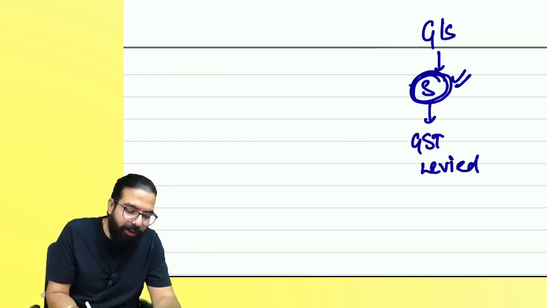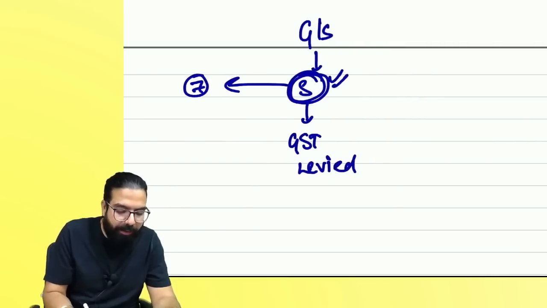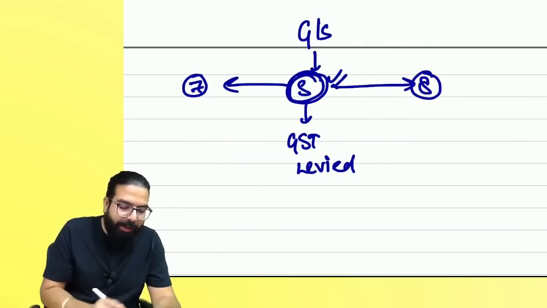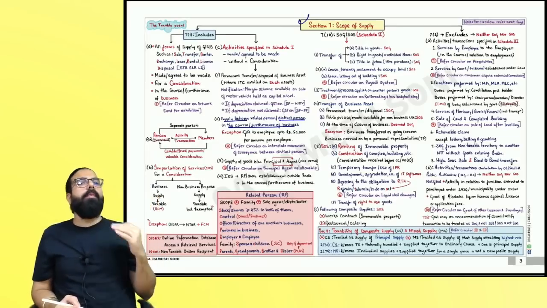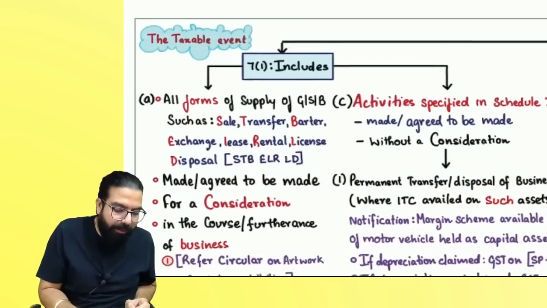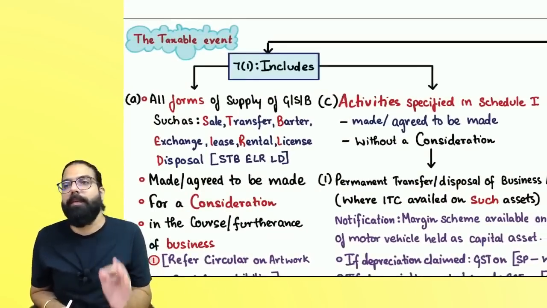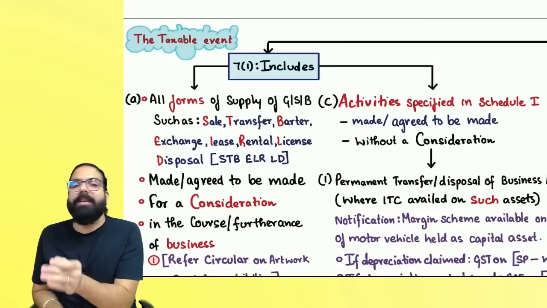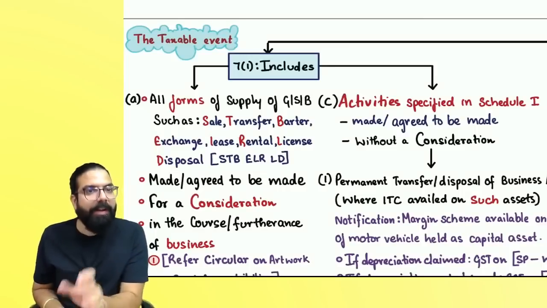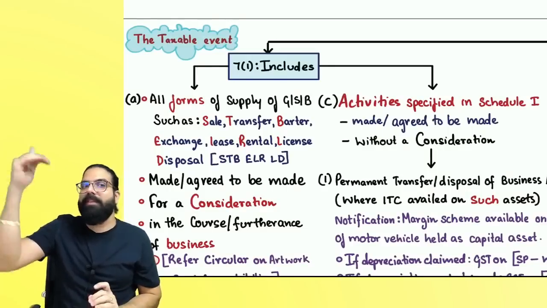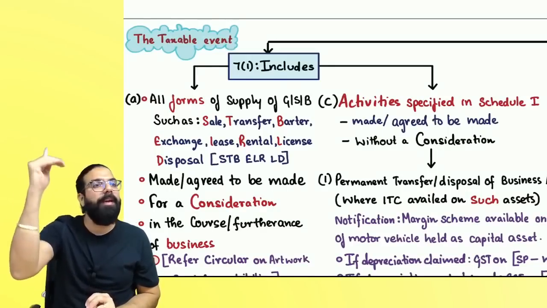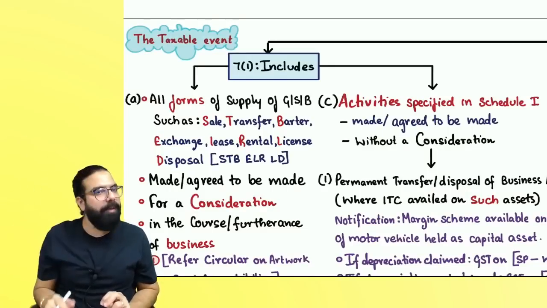The supply chapter has section number 7 and section number 8. Section number 7, scope of supply. Basically, supply is the taxable event. Remember one thing, supply is the taxable event, the happening of which leads to GST being levied. Only if something is goods or service, GST can't be levied. Goods or service has to be supplied, only then GST will be levied.